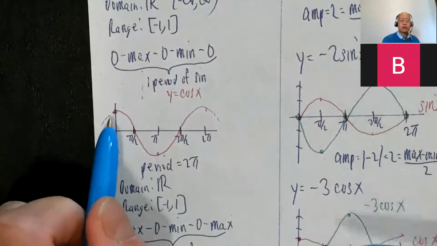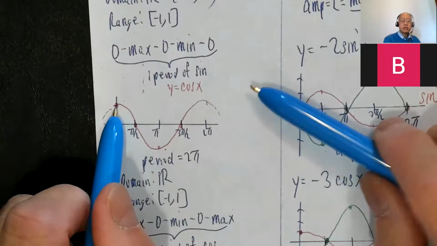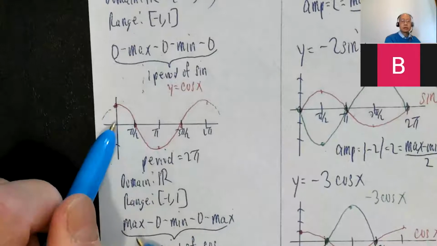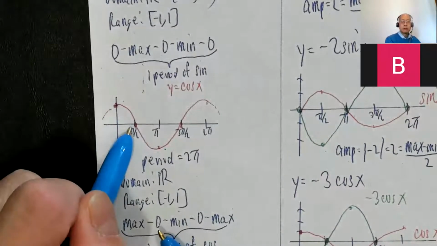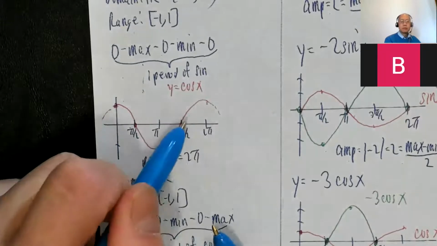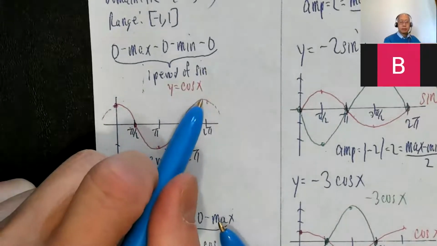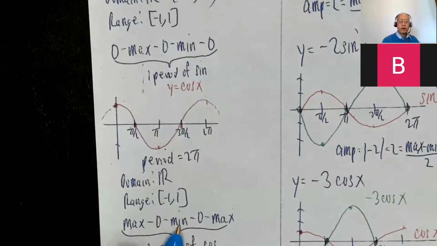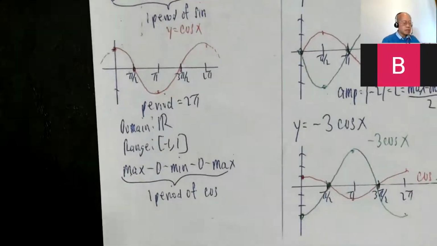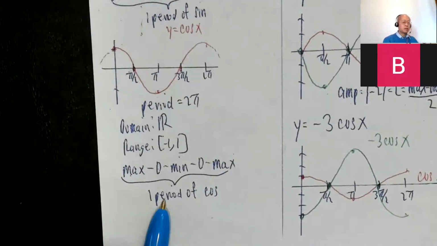And here goes one period of the cosine function, starts at the maximum value. So it goes maximum, 0, minimum, 0, maximum. Okay, this is start, 1/4 of the way, halfway, 3/4 of the way, full way. Cosine goes maximum, 0, minimum, 0, maximum. One period of the cosine function.